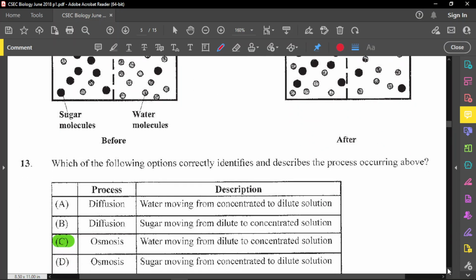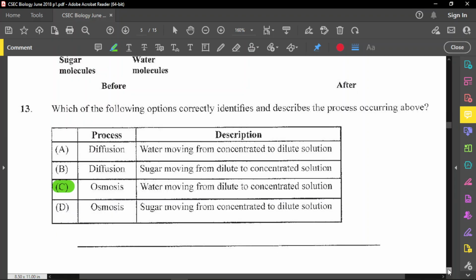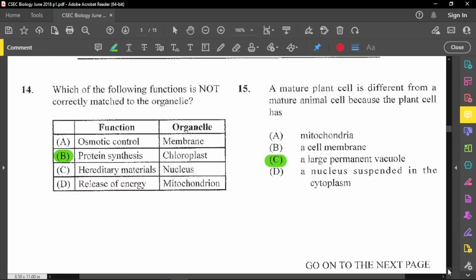All right. And so the question now asks which of the following options correctly identifies and describes the process occurring above. And the process there is osmosis because water is moving and it moved from a dilute to a concentrated solution. So D, not D, C is the correct option. All right. Again, this is a repeat question. Number 14, which of the following functions is not correctly matched to its organelle? And here is protein synthesis with chloroplasts. Ribosomes, they will synthesize proteins, all right? So B is correct. So I'm not wasting time with this paper. This paper is relatively easy, but also a lot of repeats.